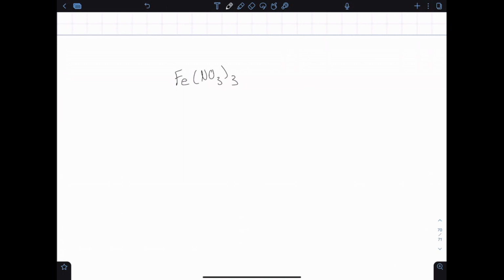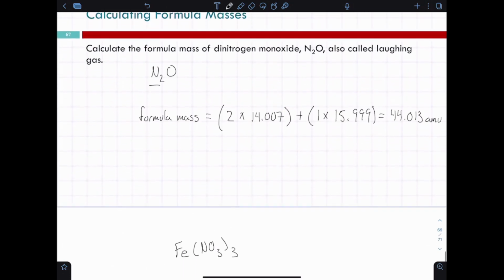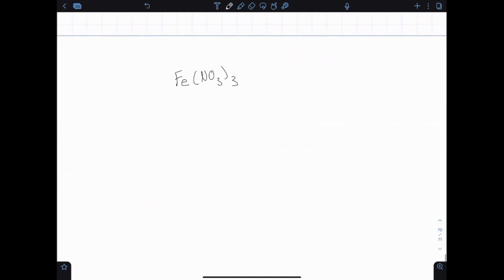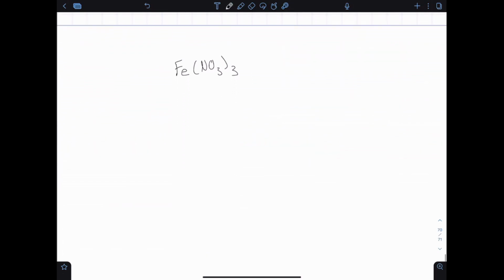If we want to calculate the formula mass for this, actually I'm going to show you a more compact way to write this also. It ends up working out the same way, but it'll save you some space rather than doing this long thing on homework or exams or whatever.